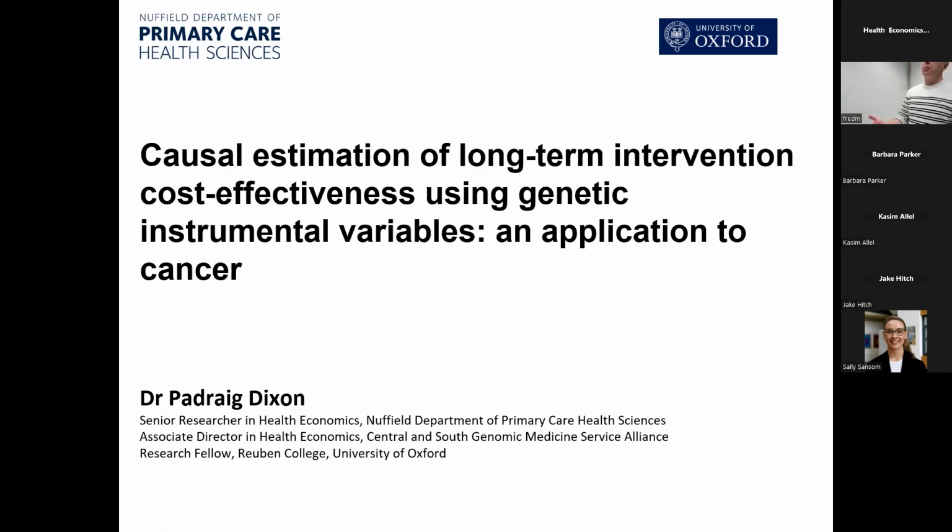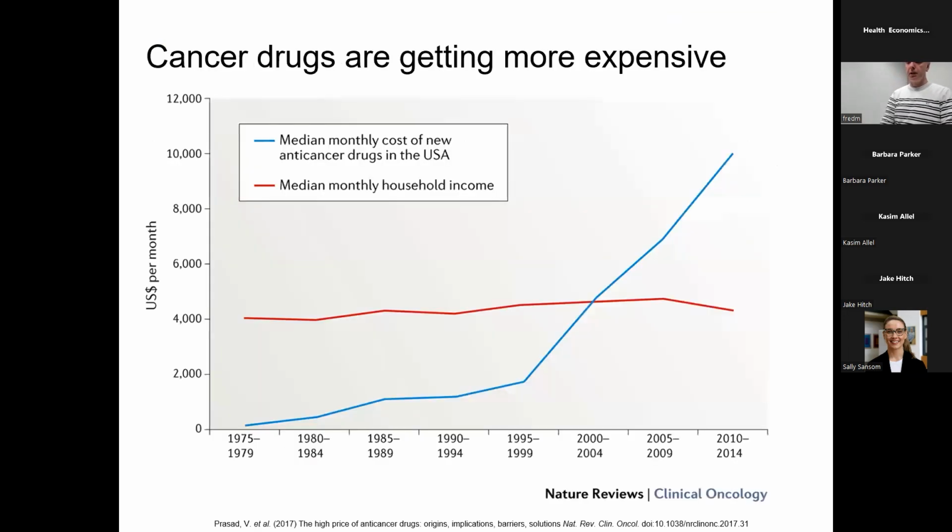And hopefully it would be a complement or adjunct to RCTs of interventions, but it's a way of efficiently doing research and efficiently assessing intervention long-term cost effectiveness. And the particular application I'll be talking about is in relation to cancer. And there are three contextual challenges in cancer that make this, I think, particularly valuable.